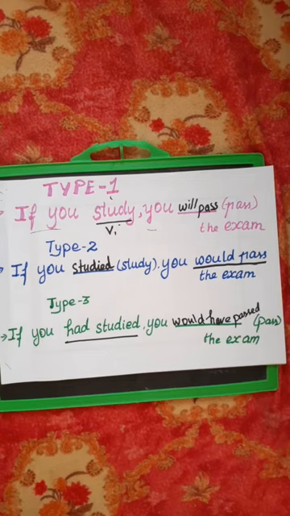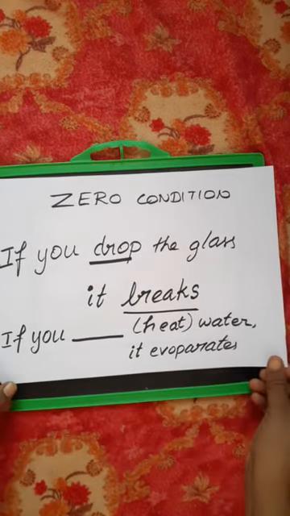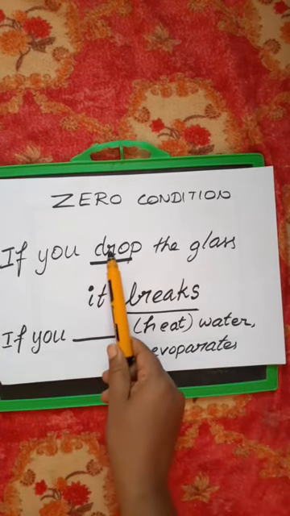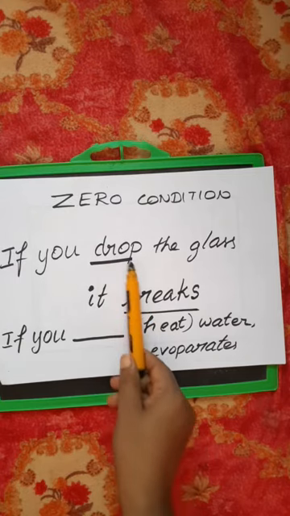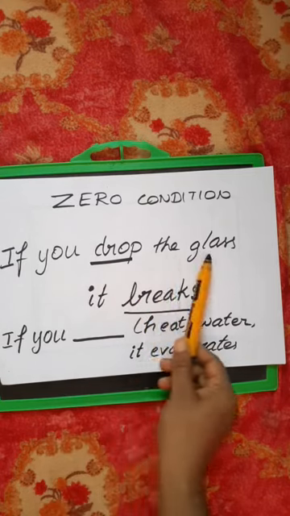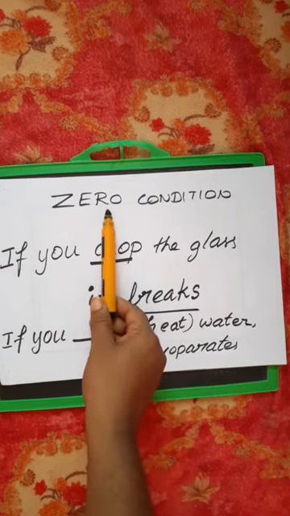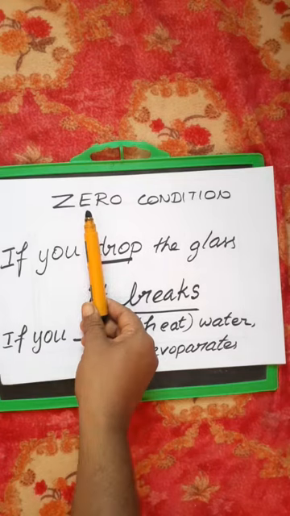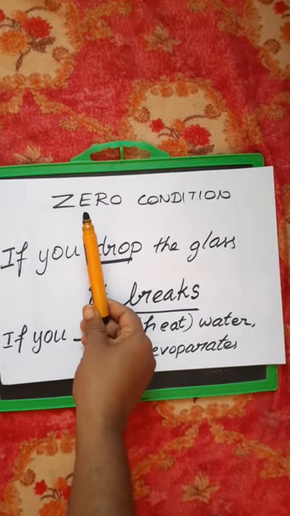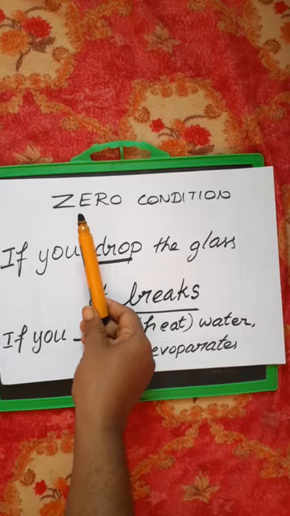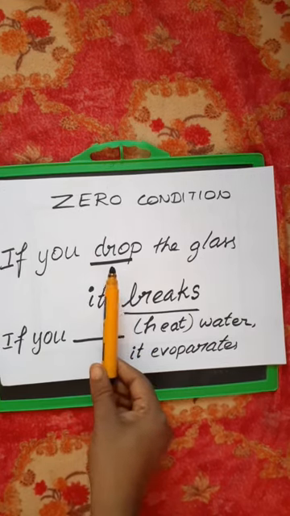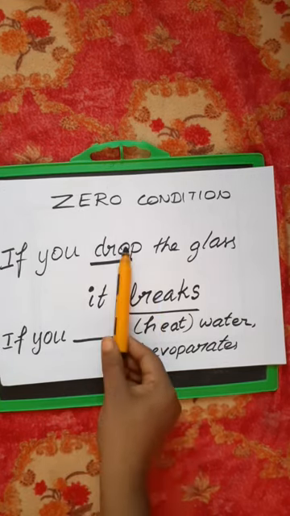We have seen these 3 models. The other one, what is that? It is the 0 condition, the easiest one. The thing is, in both parts of the sentence we use simple present tense. Example, if you drop the glass, it breaks. We use this 0 condition when the sentence expresses facts, scientific facts, proverbs and universal truths. That is the rule for simple present tense, the same here. Both places are simple present.